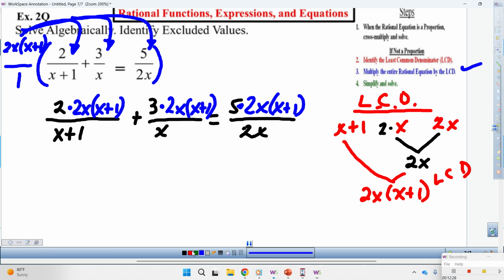What is the last step? It says simplify and solve. How do I simplify, Mr. Q? Well, identify any giant ones. You see a giant 1? Yes, this one and that one. They cross out. What does that leave us? 2 times 2x, that is 4x.